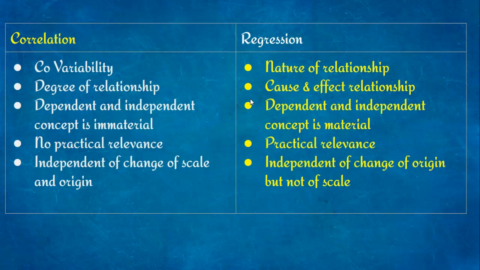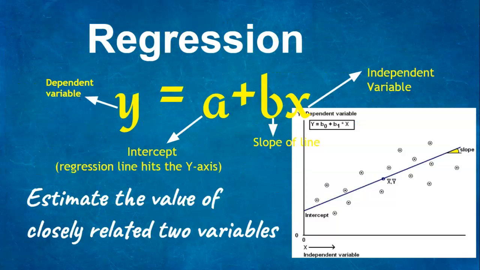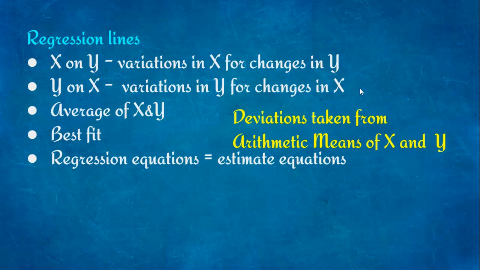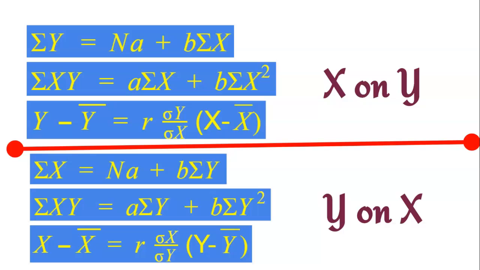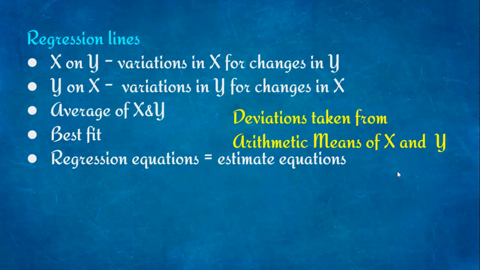You can see here, whatever is on the left side of the equation symbol is the dependent variable. Remember this one. Whatever is on the right side of the equation symbol is the independent variable. Just remember. First we'll see what is the meaning of y on x and x on y. y on x means variations in y for changes in x.